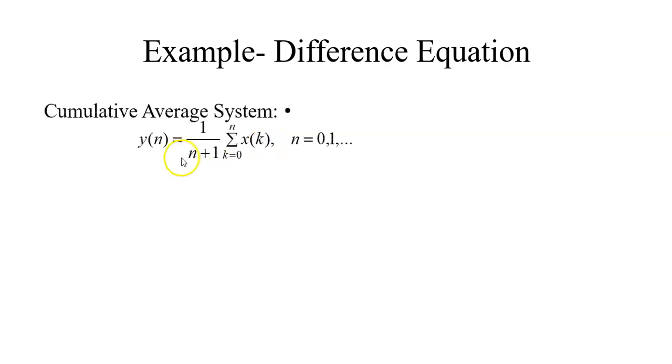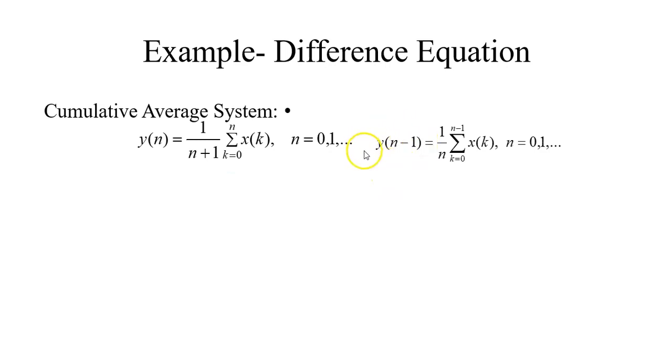Example of a difference equation: a cumulative average system. As you see, this is our system: y of n equals 1 over n plus 1, summation from k equals 0 to n of x of k. This is an accumulator with average. We make an accumulation and divide by n plus 1, which means I make a cumulative average system.